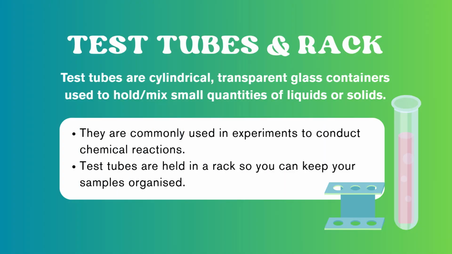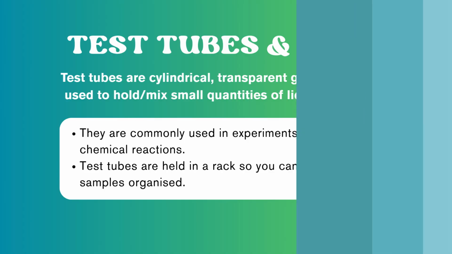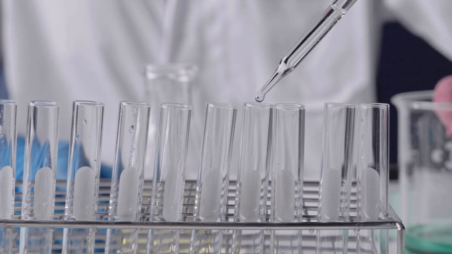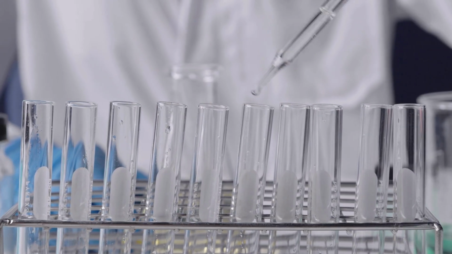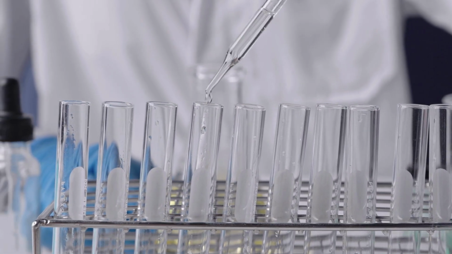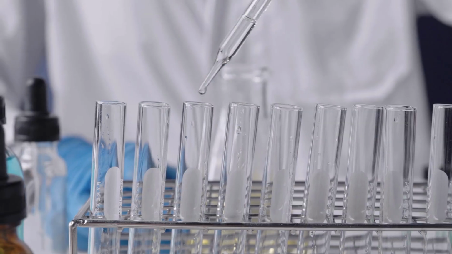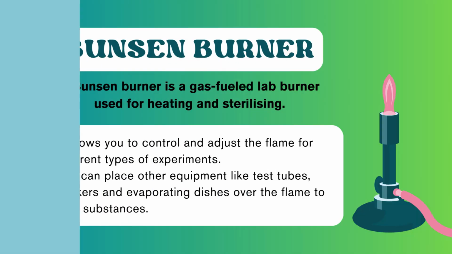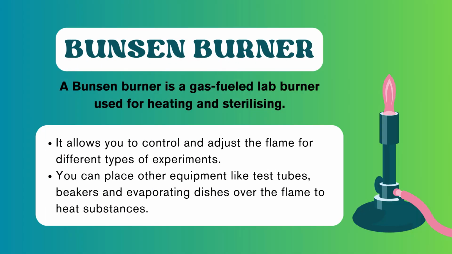Let's get started. First up, we have test tubes and a test tube rack. Test tubes are small, transparent glass containers used to hold or mix small amounts of liquids or solids. The rack helps keep them organized and upright during experiments. They are commonly used when performing chemical reactions.